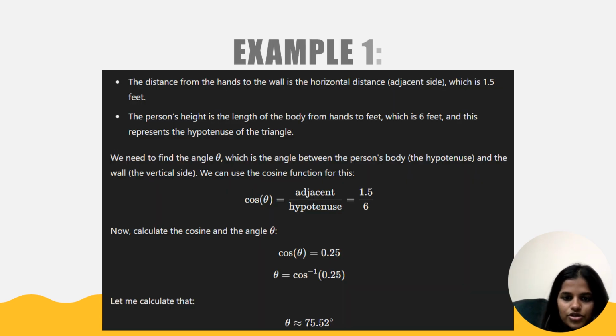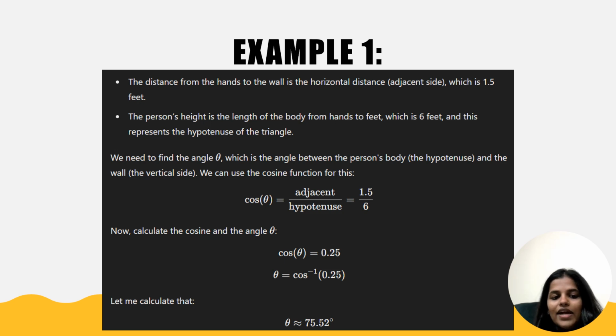If we look into the solution part, we're going to be using cosine, which is adjacent divided by hypotenuse. We know the values: 1.5 divided by 6, and we're going to find cos inverse of 0.25, and that will lead us to theta, which is the angle. After calculating, we find the angle is approximately 75.52 degrees. This example demonstrates how easily we can apply trigonometric functions to a real-life scenario.